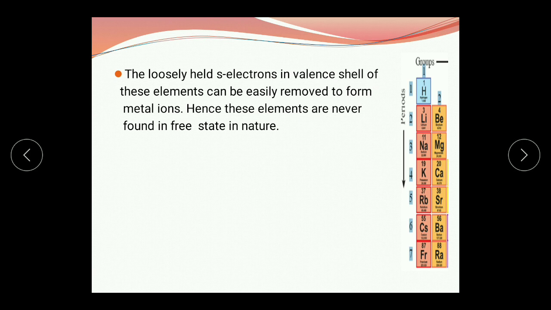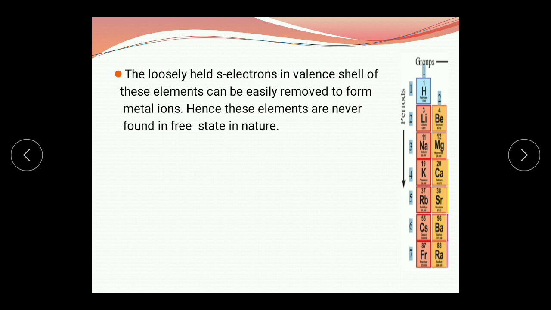And when they donate an electron, they form unipositive ions. That means metal cations are formed with a 1 plus charge, because only one electron, which is in the outermost shell, is donated so as to get stability. Hence, they get the noble gas or inert gas configuration and become stable. Therefore, these elements never occur in free state in nature.